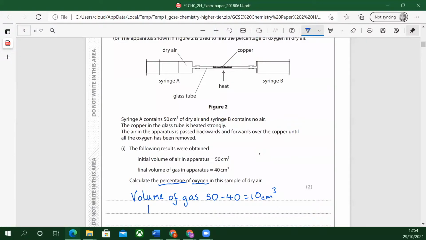Okay, so the percentage, you probably do this in your head. What percentage is it? It's like if you work out your percentage in a test. So it's 10 divided by the total amount we put in, 50, times 100. Okay, so you've got the 10 divided by 50, which would equal 20%.